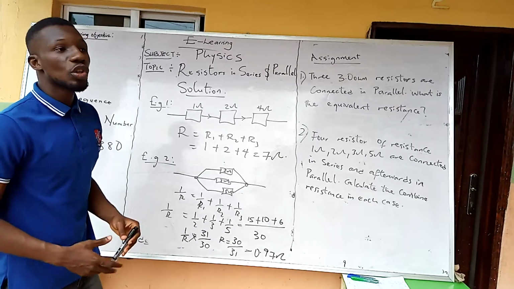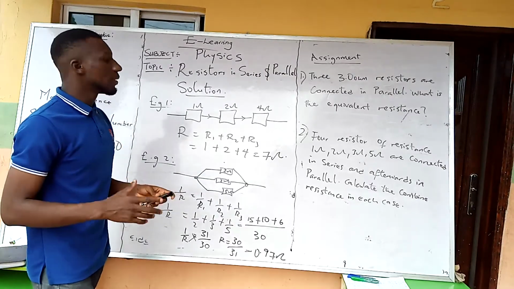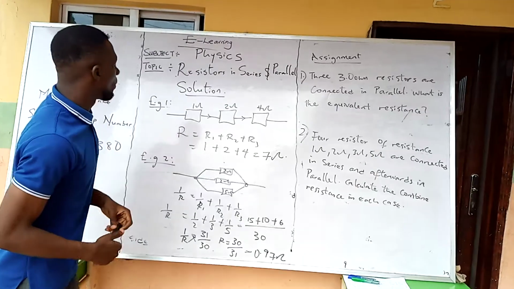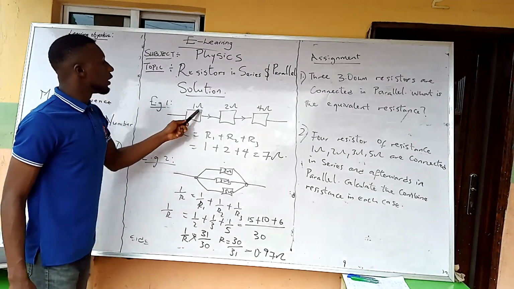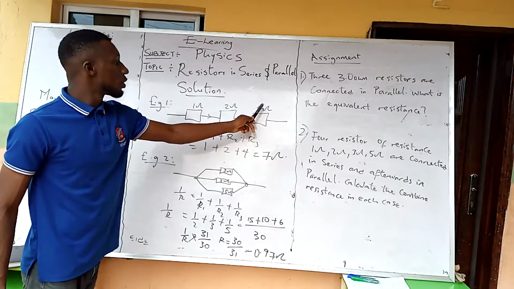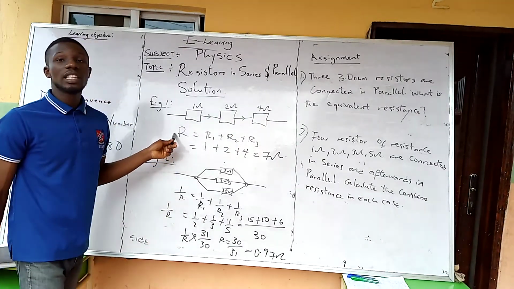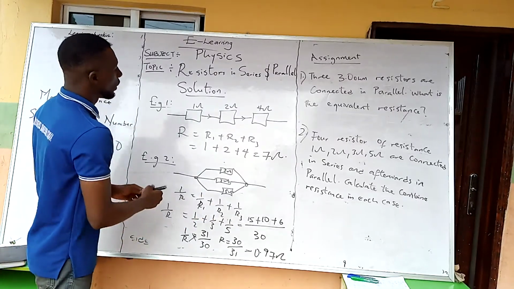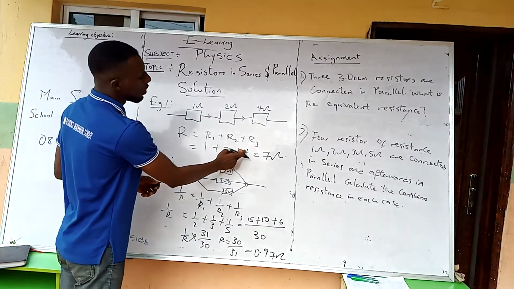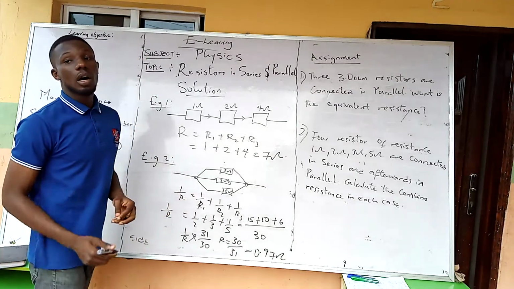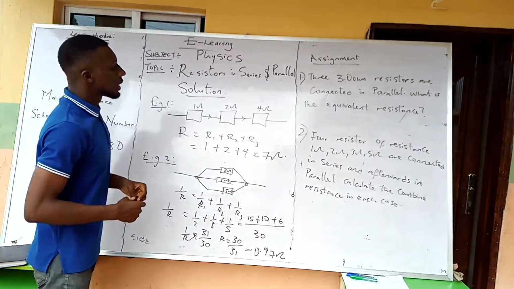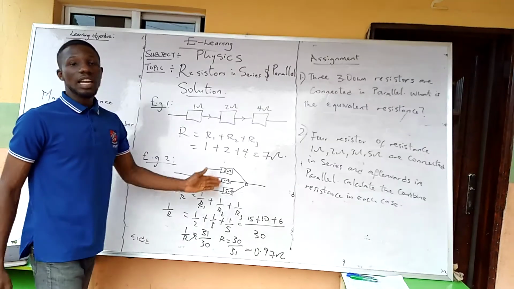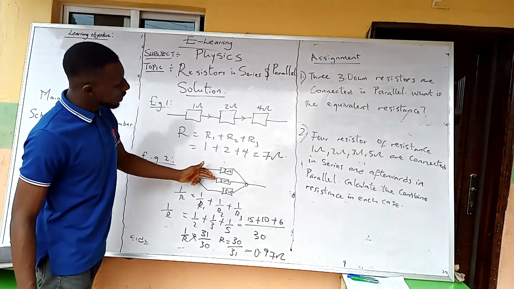So here is the solution to example 1 and 2. Now, this is the diagram for example 1: 1 ohm, 2 ohms, 4 ohms. So the equivalent resistance will be R1 plus R2 plus R3, which gives us what? 1 plus 2 plus 4, and the solution is 7 ohms.